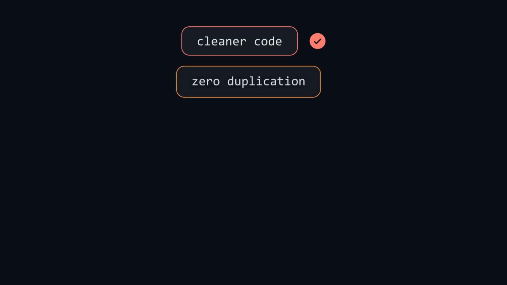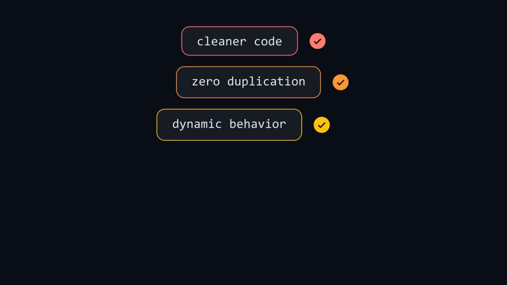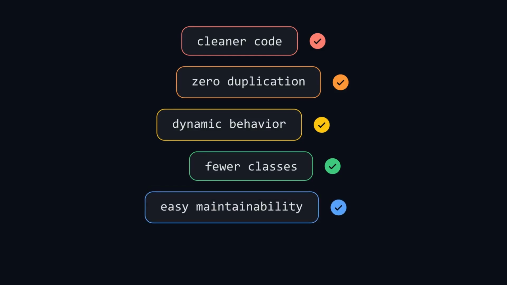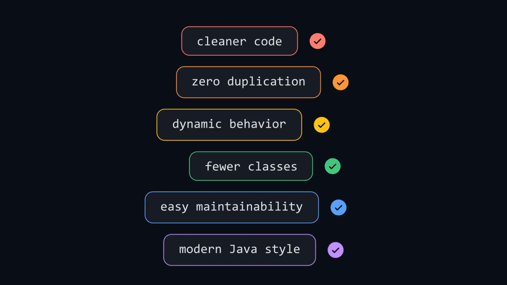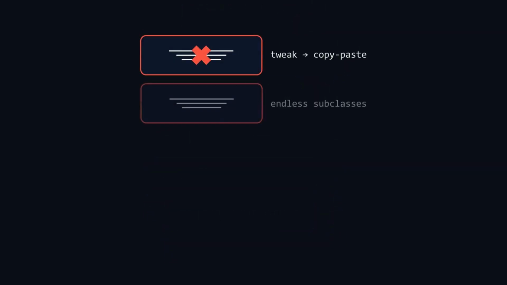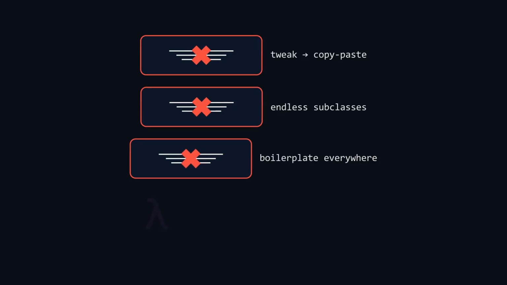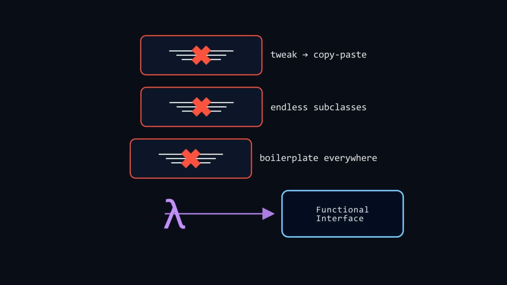So functional interfaces and lambdas give you cleaner code, zero duplication, dynamic behavior, fewer classes with easy maintainability, and modern Java style. This is how Java lets you keep the pizza base fixed while easily swapping out the toppings. So next time you want to customize only a tiny piece of logic, avoid copy pasting code or creating endless subclasses. Remember that functional interfaces and lambdas exist to solve exactly that.